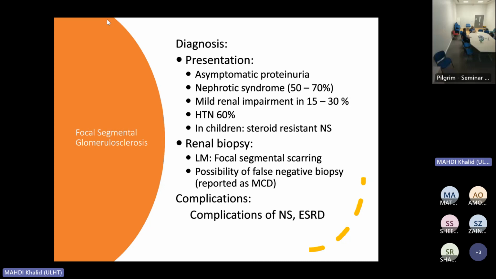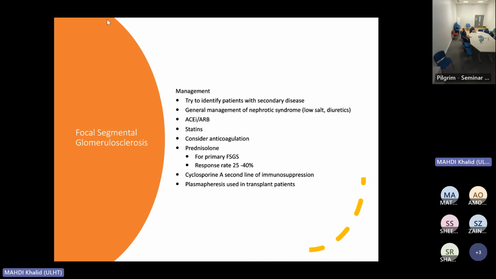So complications are complications of nephrotic syndrome, plus end-stage kidney disease. And the management, again, is conservative, but most of the time they need treatment with steroids, as for idiopathic or primary FSGS. The response rate is not as good as minimal change disease. You will probably hear that as we go forward.